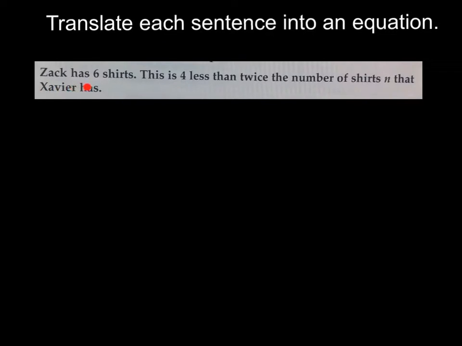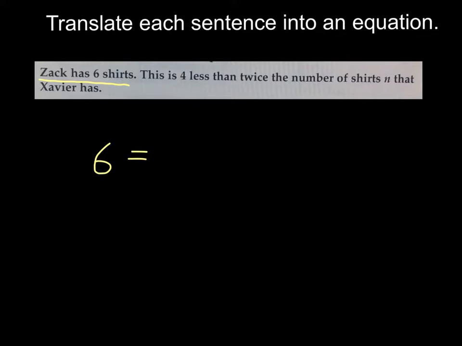So we can see in this one, Zach has 6 shirts. This is 4 less than twice the number of shirts, N, that Xavier has. Now that can sound confusing, but if we break it apart, it's not so bad. If it's an equation, we have to have one side equal to another. So here it says Zach has 6 shirts. So Zach has, okay, that's going to be one side, equals 6.